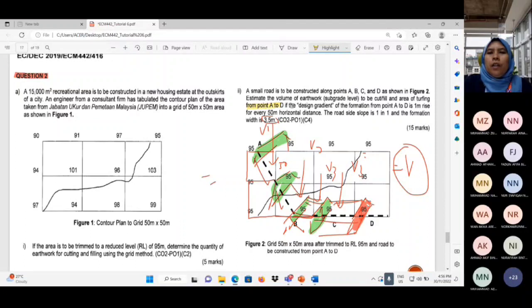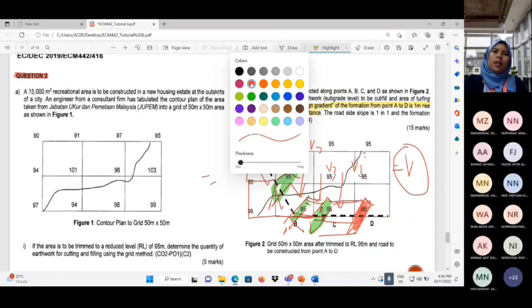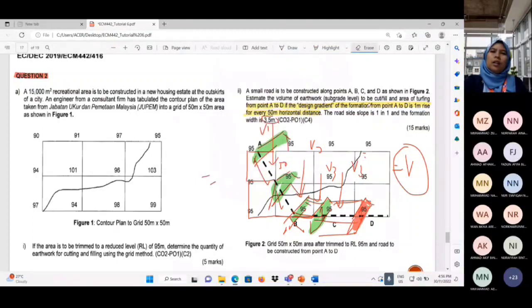From point A to D, if the design gradient of the formation from point A to D is 1 meter rise for every 50 meter horizontal distance. So this means there is a rise. For every 50 meters there will be a rise of 1 meter. The formation will rise 1 meter. So you can also portray it.